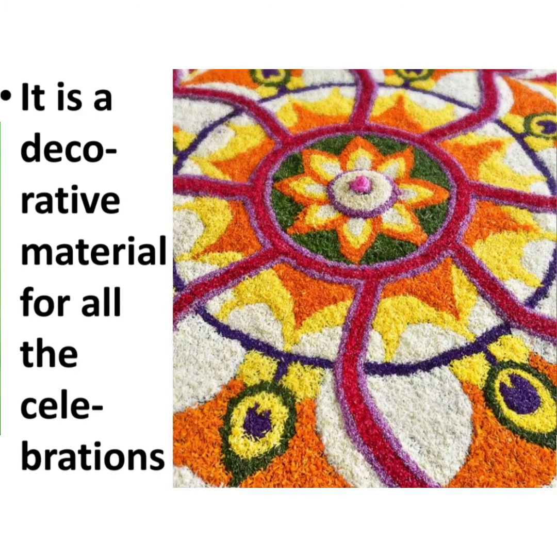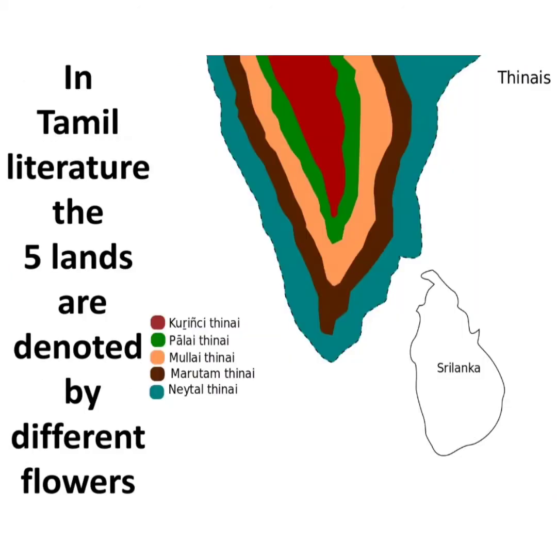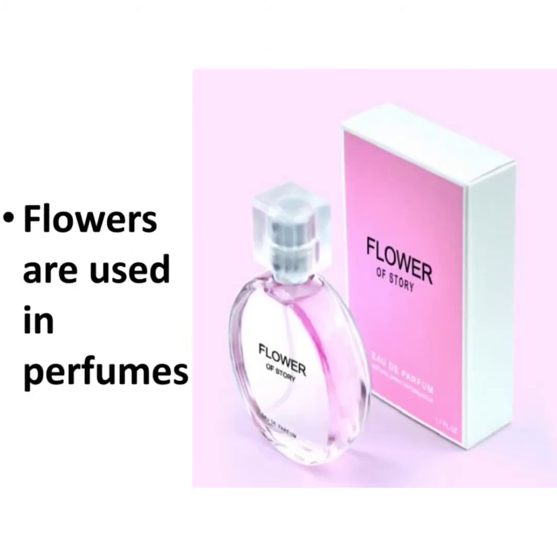It is also a decorative material for all the celebrations and happy occasions. In Tamil literature, the 5 lands are denoted by 5 different flowers. These are called thinais. Here you can see in the center the Kurinji thinai. Outside the Kurinji thinai is the Palai thinai, and outwards is the Mullai thinai, and outer to the Mullai thinai is the Marudam thinai, and outer to the Marudam thinai is the Neidal thinai. The names Kurinji, Palai, Mullai, Marudam and Neidal are all flowers. Flowers are also used in the manufacture of perfumes.